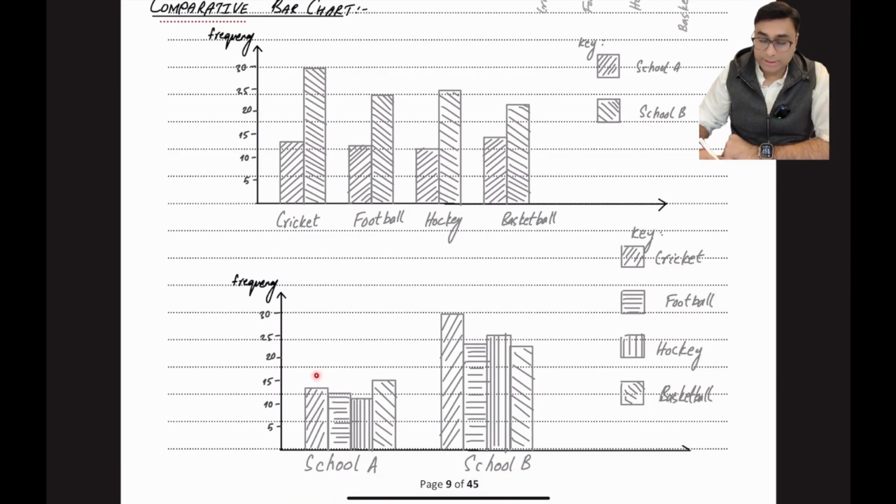To distinguish between these bars and what each bar represents, you can make a key right next to it, shade them differently, and assign each type of shading to a particular sport. So this is a comparative bar chart that compares the participation of 2 different schools in each particular sport. And this is a comparative bar chart that compares the participation of different sports in a particular school.